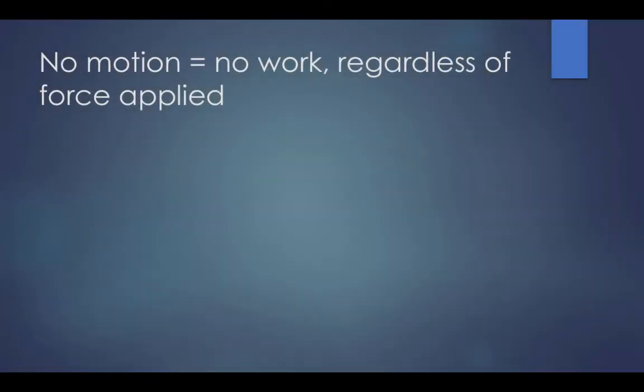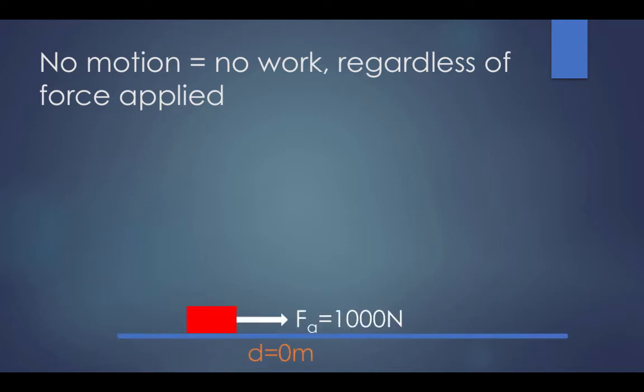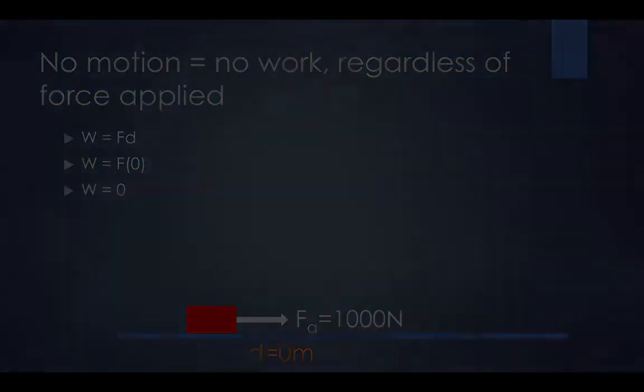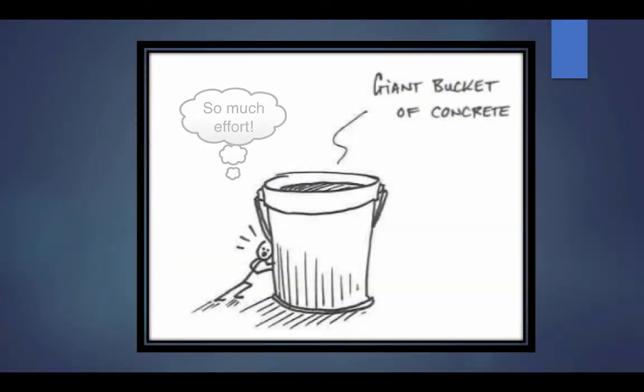In order for work to occur, the force must move the object, so no motion means no work, regardless of the magnitude of the force applied. Here's an object with an applied force of 1,000 newtons. The force is not enough to move the object. Work is F times d. That's 1,000 times 0. Work done by the applied force is 0. Regardless of the size of the applied force and what you feel applying the force, if you do not move the object, you have done no work on the object.